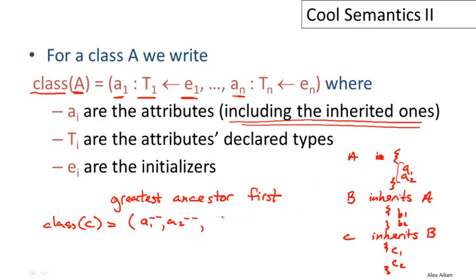So then next would come class B. So the attributes of class B would be next. And of course, there would be the type and initializer for those attributes. And then finally, the attributes of class C, again, in the order in which they're listed in the class definition. Okay, so that defines the order of the attributes for any class. It's always in the order from greatest ancestor down the inheritance chain to the class itself, that is the argument of the class function.